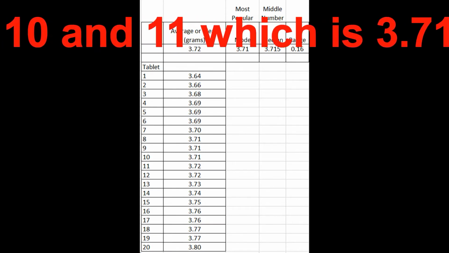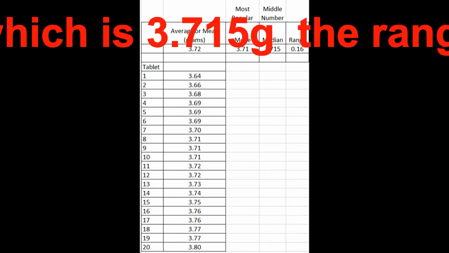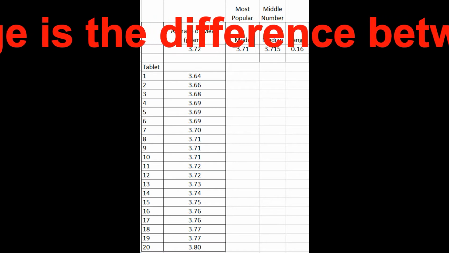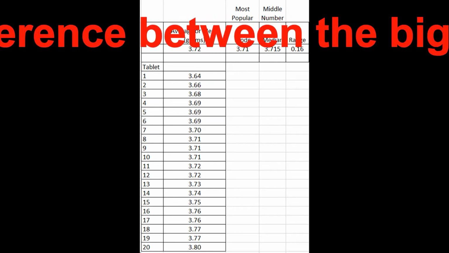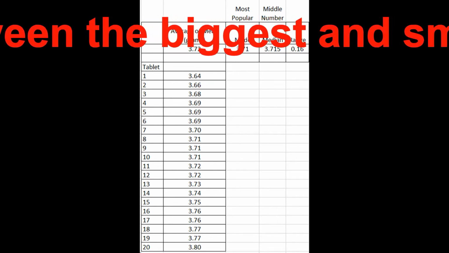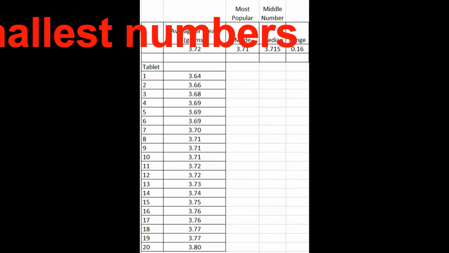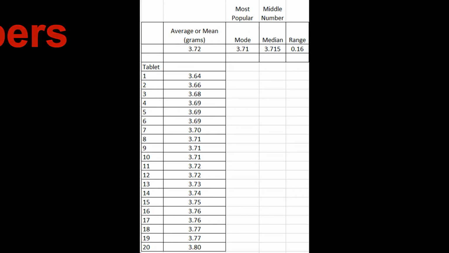So just doing this, a nice little bit of data analysis, we know what the average is, that they are probably aiming for 3.72 grams. So what we'll assume is each tablet is 3.72 grams. Some will be heavier, some will be lighter, but that's what we're going to use as our average for the experiment.